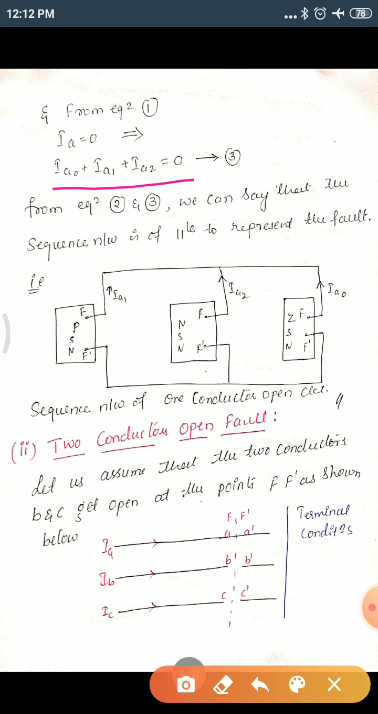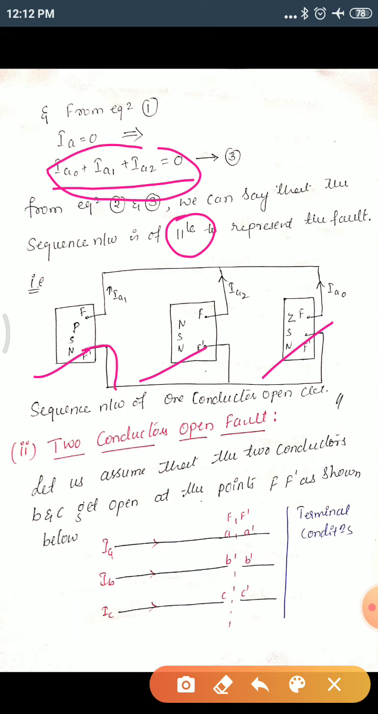What is the condition of this? All voltages are equal, so is this a parallel circuit? Yes, and the summation of currents is equal to 0. It indicates that this sequence network consists of a parallel combination. Therefore we can represent the positive sequence, negative sequence and zero sequence networks in parallel connection. This is where IA1 flows, IA2 flows and IA0 flows, so all these are in parallel.